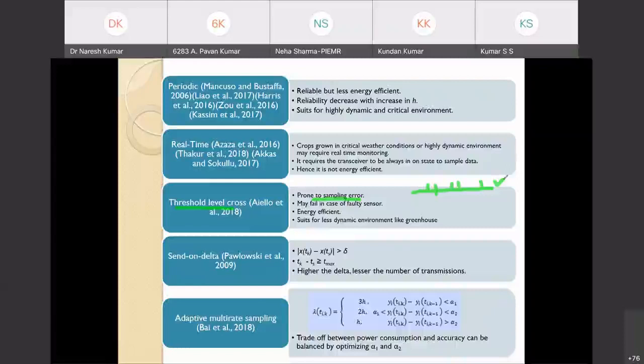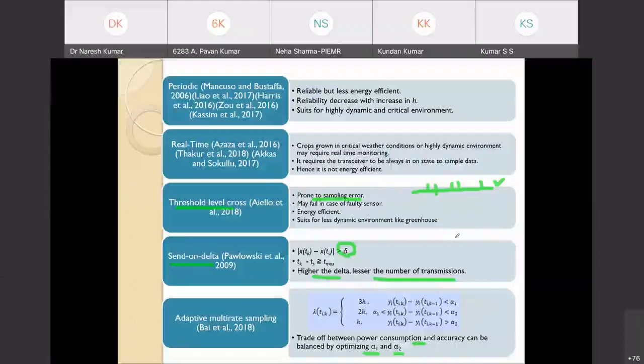This sampling technique can be made adaptive as per parameter value, that is, sample frequently in critical ranges of temperature, humidity, etc. So the trade-off between sampling error and energy consumption can be balanced in this case, and adaptive multi-rate sampling can be used. In adaptive multi-rate sampling, the trade-off between power consumption and accuracy can be balanced by optimizing two levels, alpha 1 and alpha 2. And Send-on-Delta has only one parameter, that is the delta. The higher the delta, the fewer the transmissions, because the values will fall within that range. So we need not transmit all of the data.